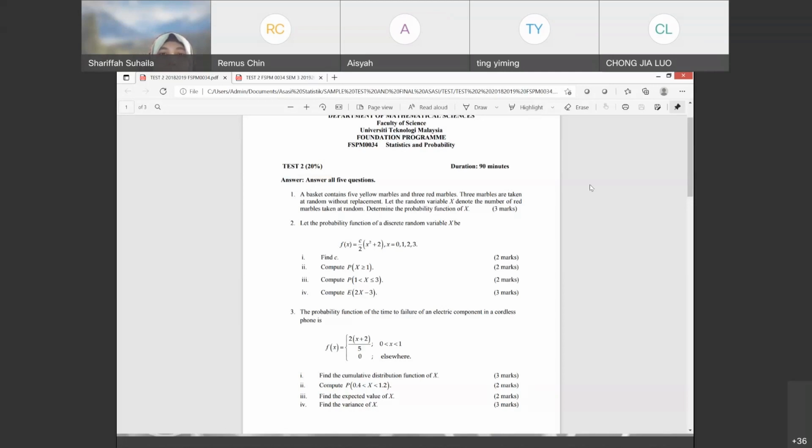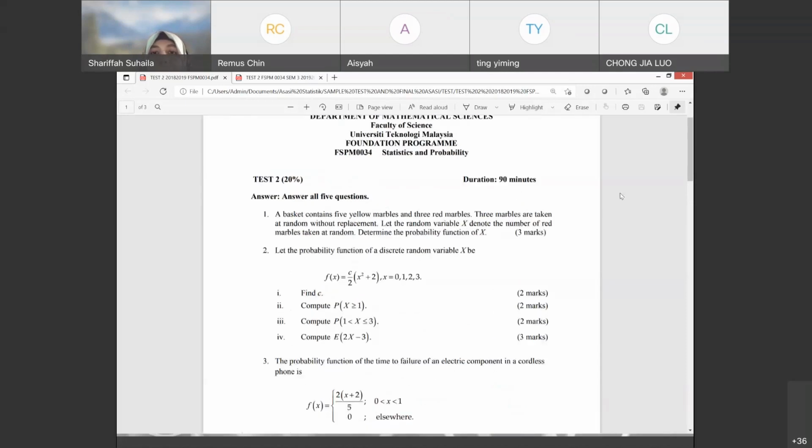If we look at the question, you have a basket containing 5 yellow marbles and 3 red marbles. Altogether, the number of your sample space is 8. 3 marbles are taken without replacement. When we have this term without replacement, it means the number of your sample space will be reduced by 1 when you want to take out the second marble.